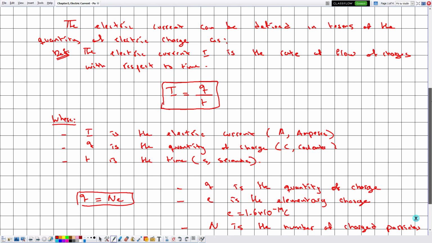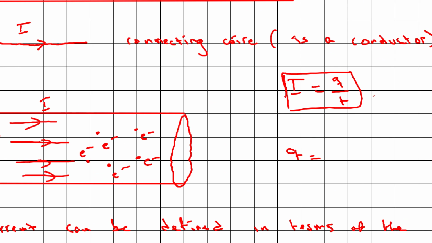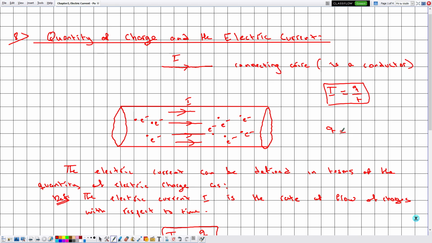So what's happening here inside the wire? We are interested only in two formulas. The first is I is equal to Q divided by T. And the second one is that Q can be calculated. Here, for example, we are interested in determining the value of I. In order to determine the value of I, we need to determine the value of Q and T. T can be measured using a stopwatch, for example, or it's given inside the exercise, and Q can be determined by the following formula, N multiplied by E. Okay?